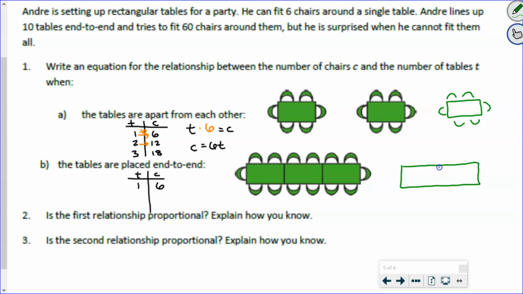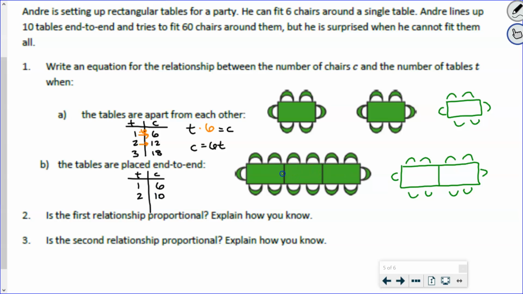2 tables pushed together. I'm going to be able to fit 2 chairs here on this side, 2 on this side, 2 here on the side of this table, 2 on the side of this table, and of course we got 1 chair on each end. So when I set up 2 tables, but I squish those tables together, I have 1, 2, 3, 4, 5, 6, 7, 8, 9, 10.